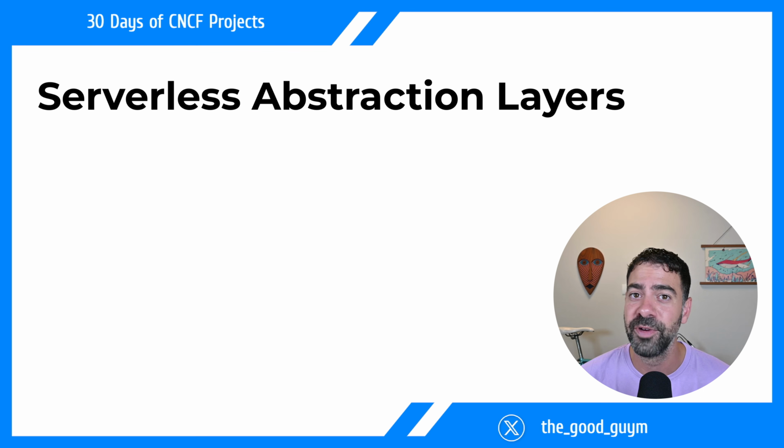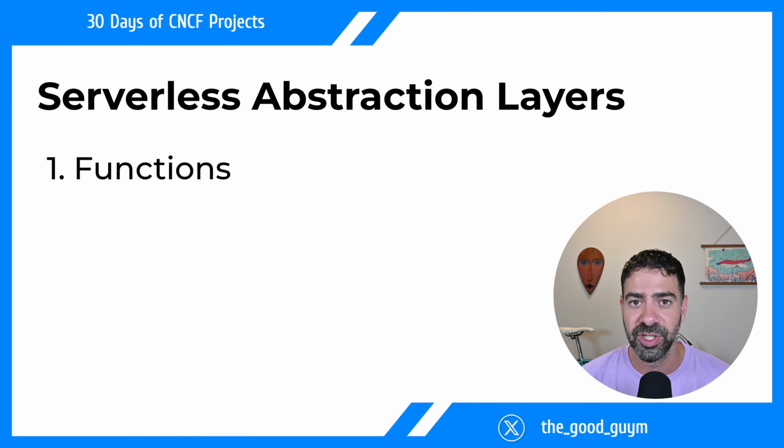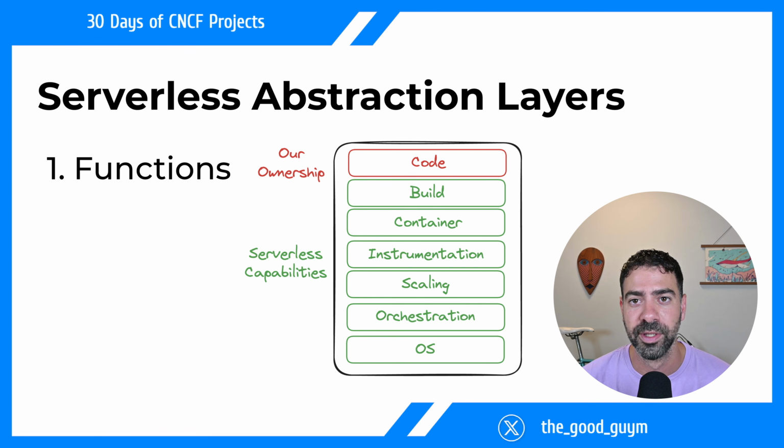There can be different abstraction layers. One of the main and the most popular ones is functions. In a function, we just write our own code. For example, we can have a Python function. We will write only the Python code and some other tool, it can be Knative or any function as a service, will run and execute the code whenever it is needed. This is the highest abstraction because we're just writing the code and everything is taken care of by some other third-party services.